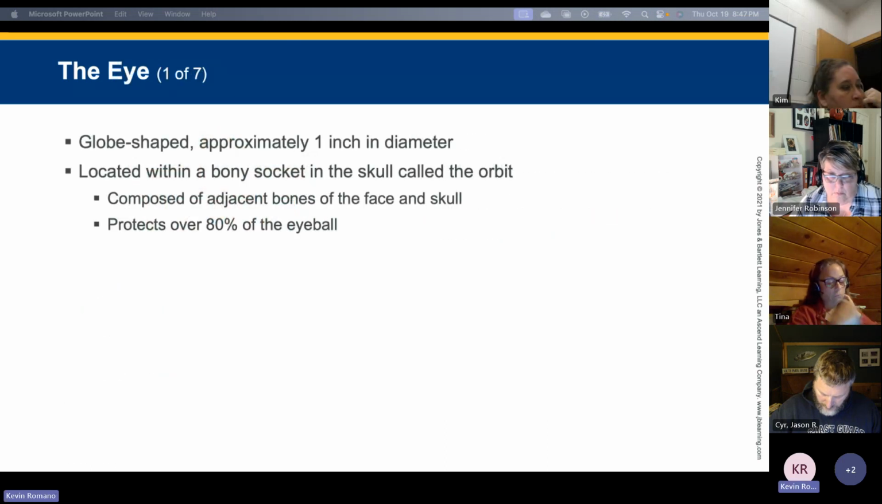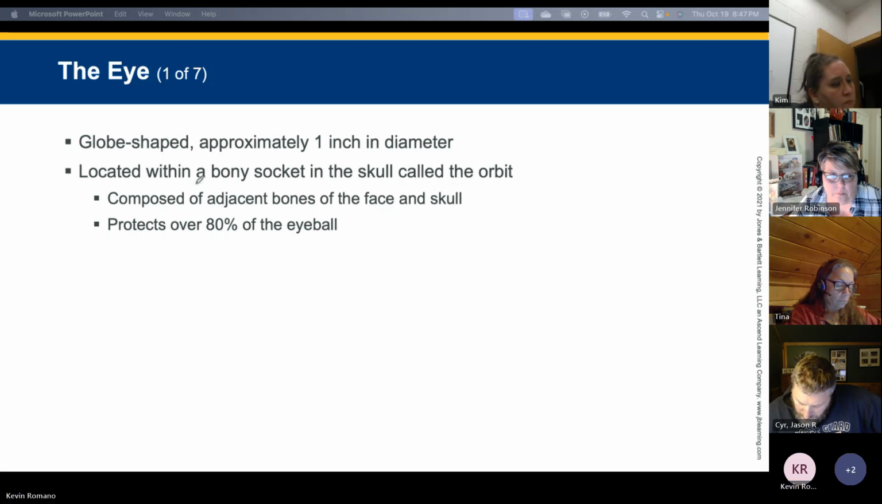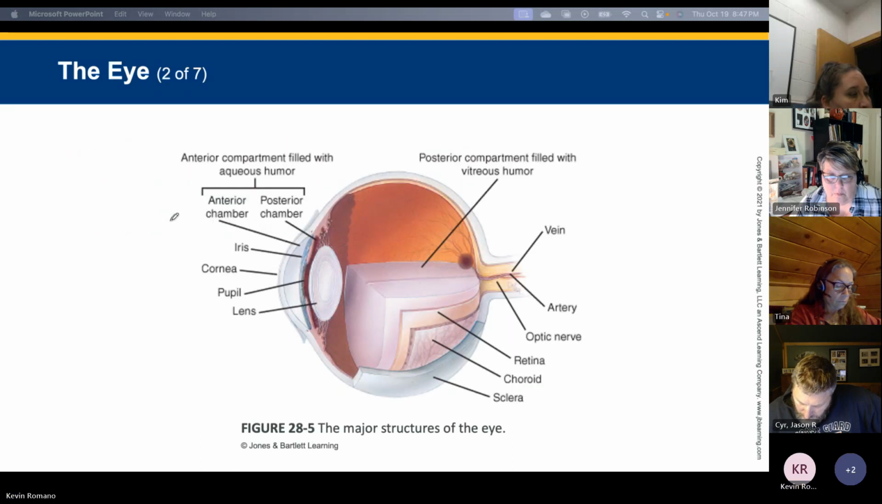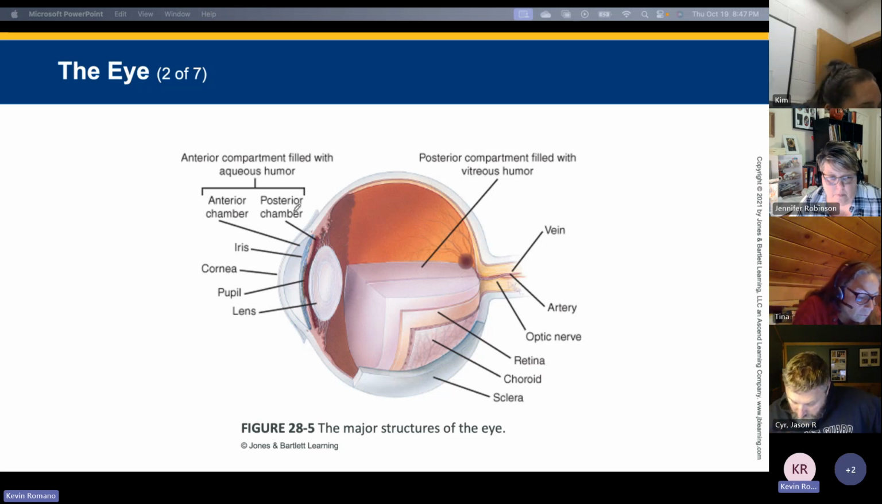The eye is globe-shaped, approximately 1 inch in diameter, located within a bony socket. That's the socket you see in the skull called an orbit. Composed of adjacent bones of the face and skull, it protects over 80% of the eyeball. And here's a picture of the eyeball: the pupil, the lens, iris, the cornea, and the anterior compartment filled with aqueous humor, that fluid inside.